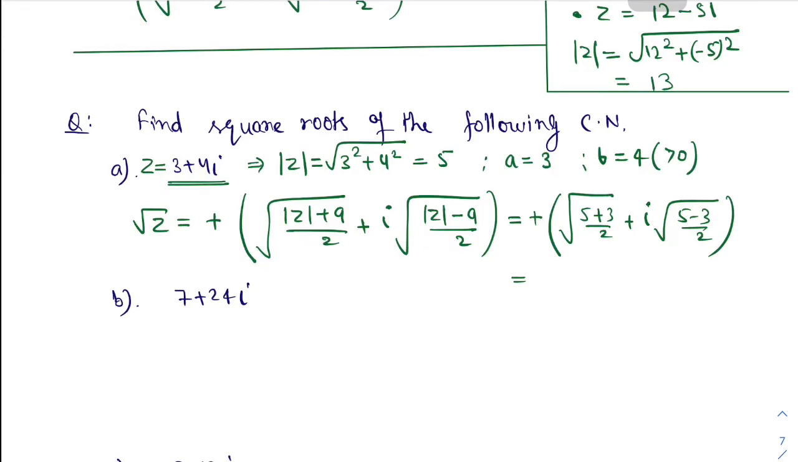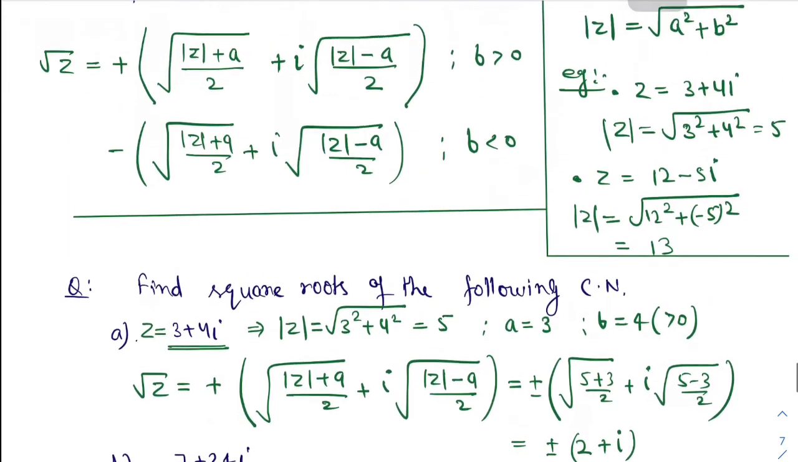5 plus 3 upon 2 is 4. 4 का रूट हो गया अपने पास में, what? 2. And 5 minus 3, 2 upon 2 is 1. 1 का रूट हो गया 1. Okay, so this is the answer.